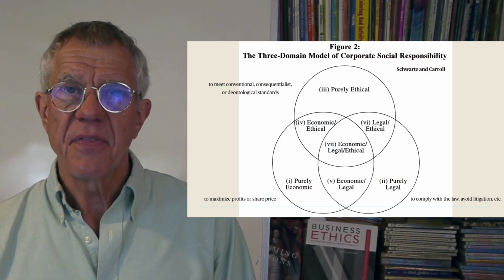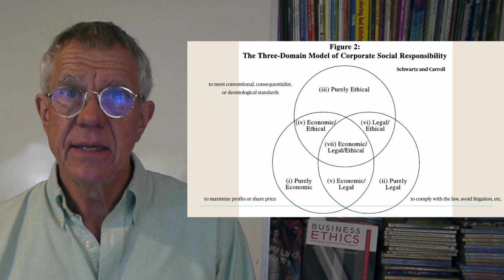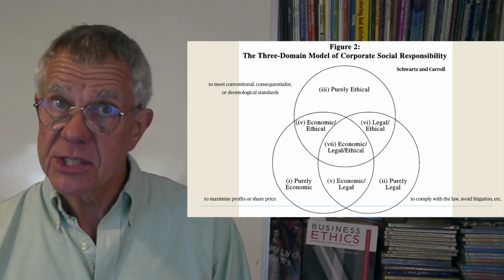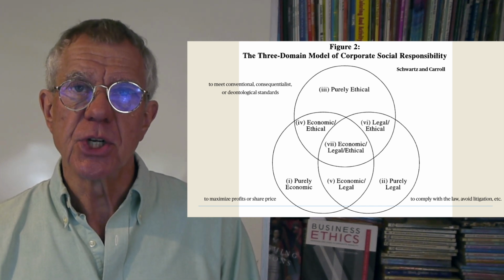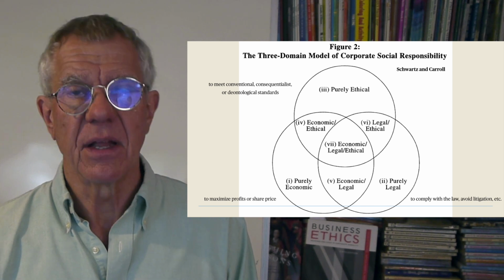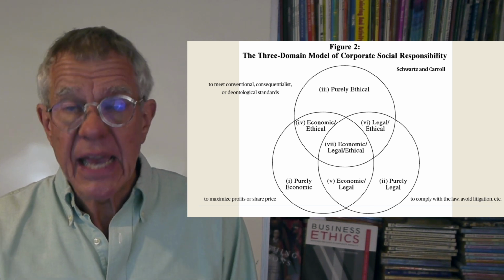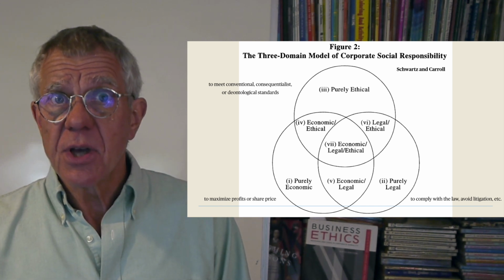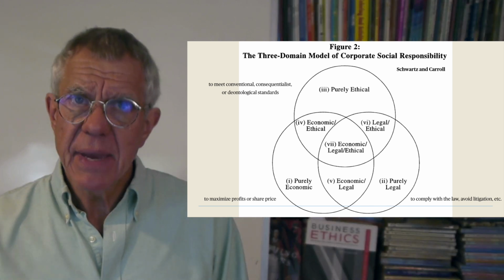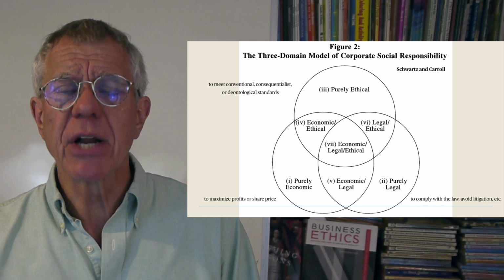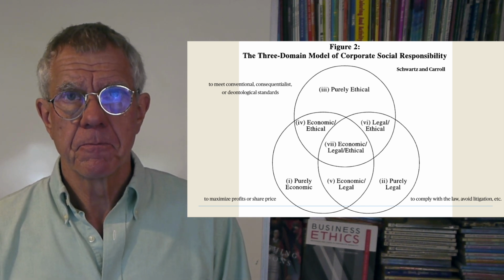There's no obvious sense in which one has precedence over the other or is viewed as more fundamental than the other. The way that Schwartz and Carroll characterize this model is in terms of actions that have certain motivations. They say, for example, that the ethical are actions intended to meet conventional, consequentialist, or deontological standards. The legal circle contains actions that are intended to obey the law, to foreclose litigation, for example. The economic concerns are those intended to confer economic benefits on the company, so to make a profit, to increase returns in general, to increase the value of the firm.